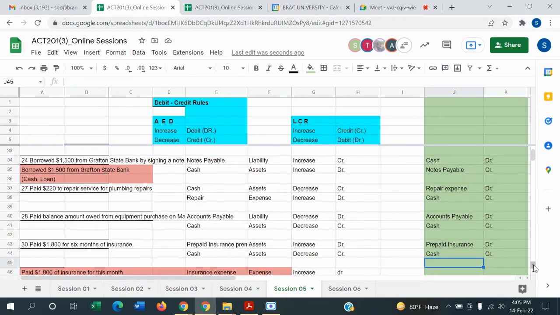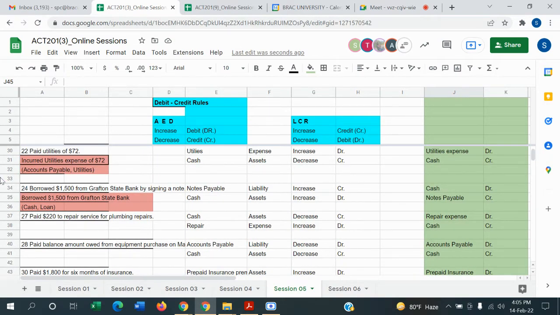Okay, you had a second query regarding 24 and 28. In 24, they mentioned borrowed 1500 from a bank by signing a notes. We know what the notes means. That means you have given a written assurance to the bank that you are going to pay this amount after a certain period of time. That's why notes payable is one account, and you have taken a loan from the bank. That means you have received cash from the bank as well. So two accounts are here: notes payable and cash. Notes payable is a liability, cash is an asset. Liability increased, cash asset increased, and we know the rules. If asset increases, debit; liability increases, credit. In the journal, cash account and notes payable account.